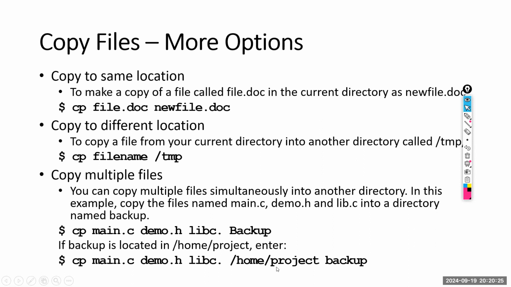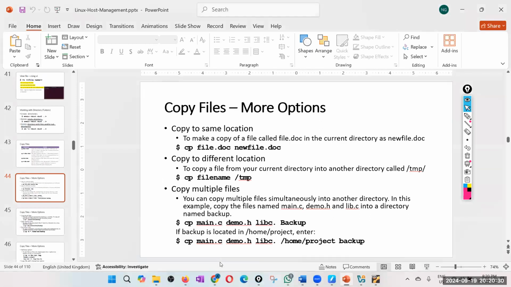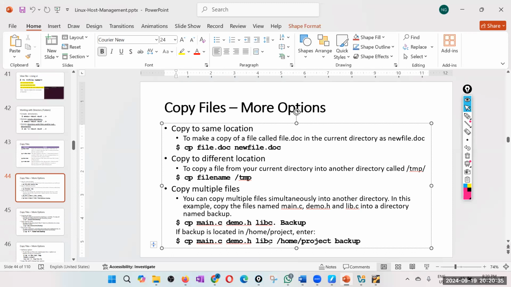So I think there's a typing mistake. Maybe we need another extension. Yeah, maybe live.c. I think there's a typing mistake. And copy those into the home folder, project, backup folder. So there must be another typing mistake. And now it's okay. Sorry for that. Anyway, I will upload it again.